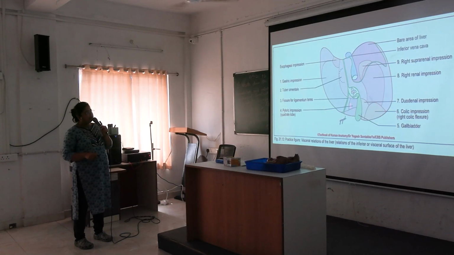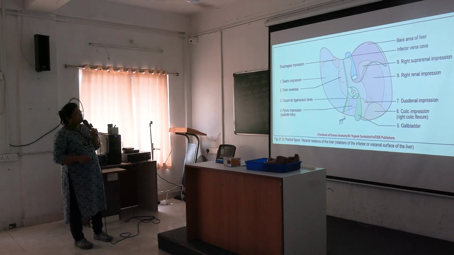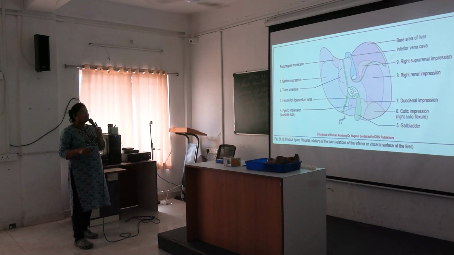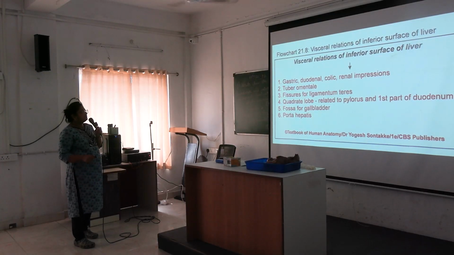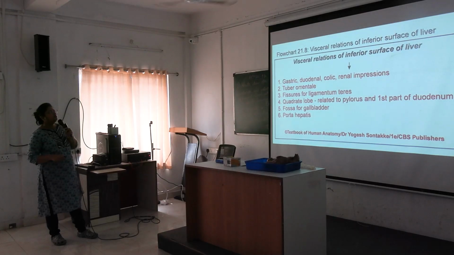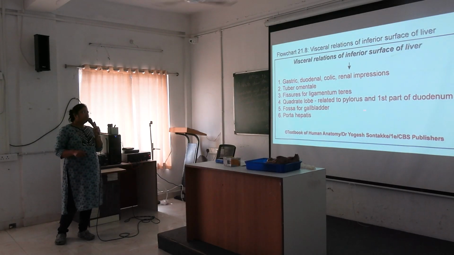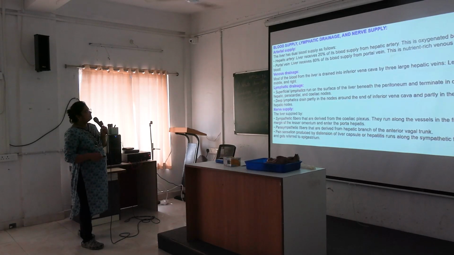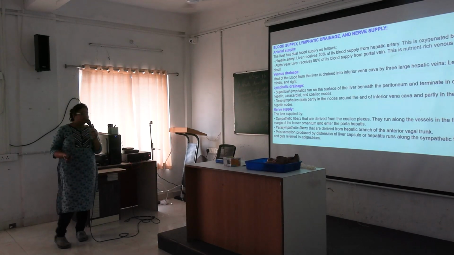Okay, caudate lobe, quadrate lobe, porta hepatis, fossa for gallbladder, fissure for ligamentum teres, fissure for ligamentum venosum, IVC groove, the bare area. Okay. So these are the visceral relations: gastric, duodenal, colic, renal impressions, tuber omentale, fissure for ligamentum teres, quadrate lobe related to pylorus, first part of duodenum, fossa for gallbladder, porta hepatis. Next we are going to the blood supply, lymphatic drainage and nerve supply.